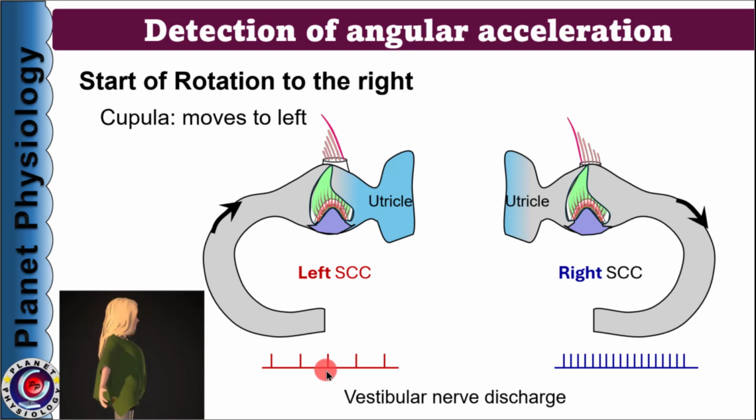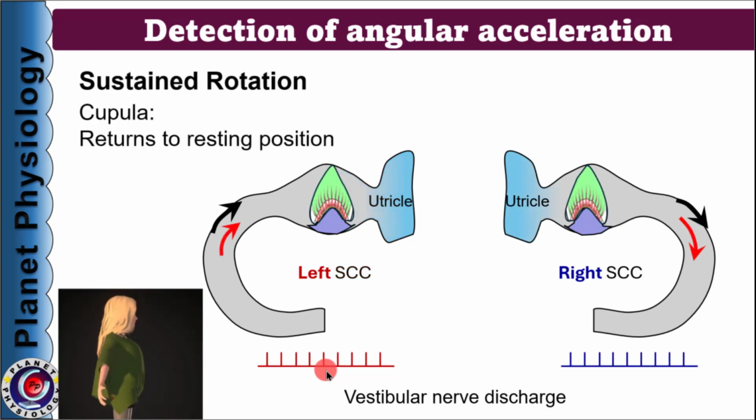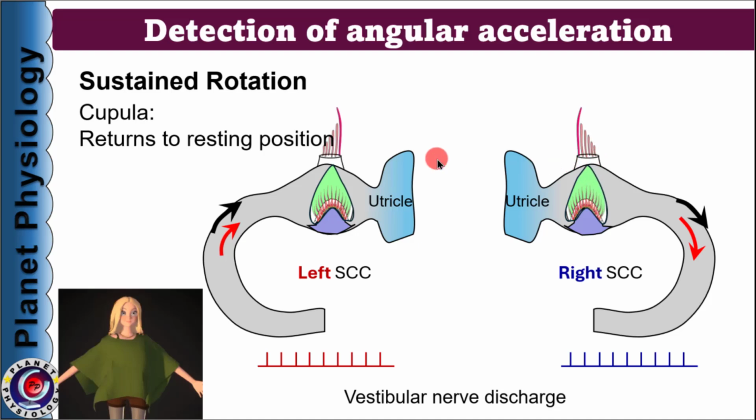The brain compares these two opposite signals and instantly identifies that the head is turning to the right. If the head continues to rotate at a constant speed, within about 25 to 30 seconds, the endolymph overcomes the inertia and starts moving along with the canals, that is, to the right. This returns the cupula back to its resting position and the firing rates in both the vestibular nerves return to the baseline. Now this continues as long as head rotation continues at the same velocity.